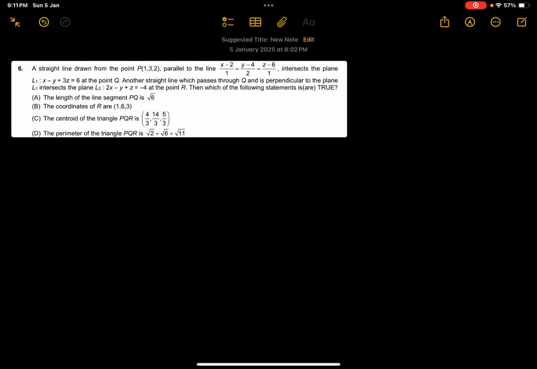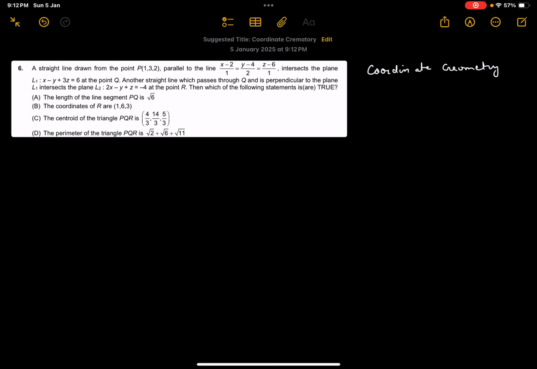So with this one, I think there are a lot of steps involved, and each step by itself is simple. It's from coordinate geometry, and 3D.